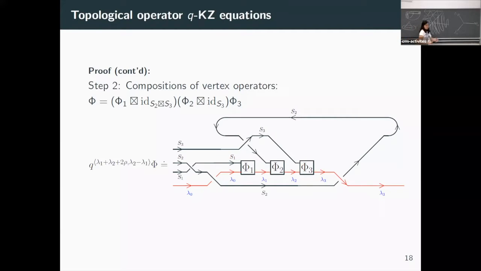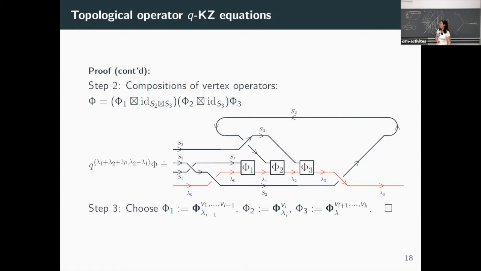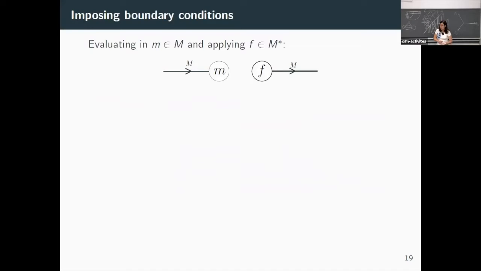And so in this sense, you see that there's not much spectacular going on with the red lines. Everything that is difficult is really in the black lines and the black strands. And then the final step is to say, okay, choose precisely the correct multi-point vertex operators for these phi 1, phi 2, phi 3. Good.